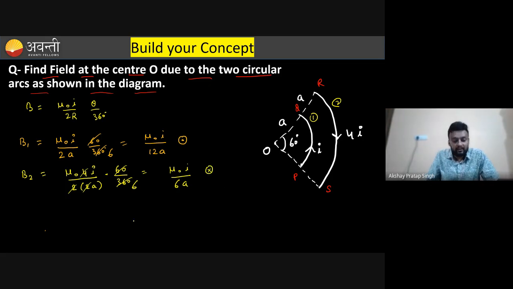So the net field, I will say net field will be, the outward vector is positive z-axis, the inward vector is negative z-axis. So I will say that is B1 minus B2, and you can solve it: mu naught I by 12A minus mu naught I by 6A. Can you solve it?